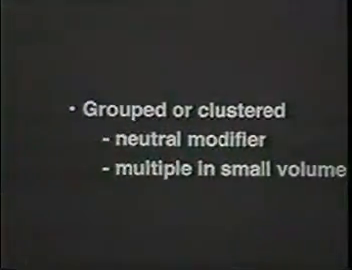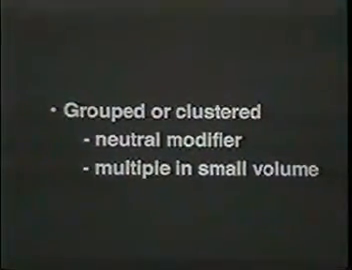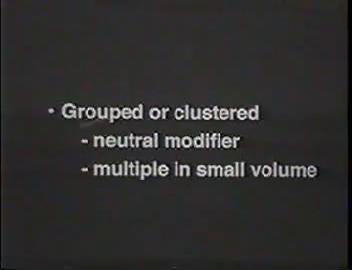Now, in addition to the morphology of calcifications, we also look at their distribution. Calcifications can be described by distribution as grouped and clustered. Now, while this may be associated with malignancy, it also occurs in benign conditions, so this is a neutral modifier until we take into consideration other features. Grouped or clustered simply means there are multiple calcifications in a small volume of tissue.